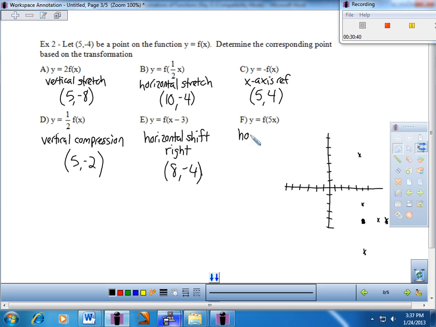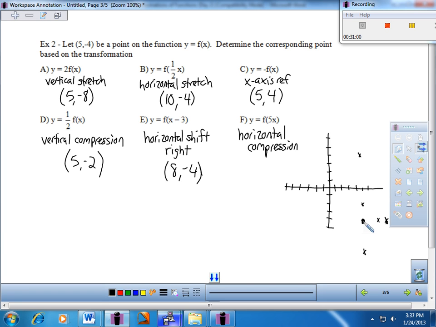It's definitely an input change, so it's horizontal in nature. And what do you think on this end? I'm hoping you said compression. So horizontal compression by a factor of 5. So in this case, kx, it's going to come inward by a factor of 5. There we are. Actually, this one comes inward by a factor of 5.